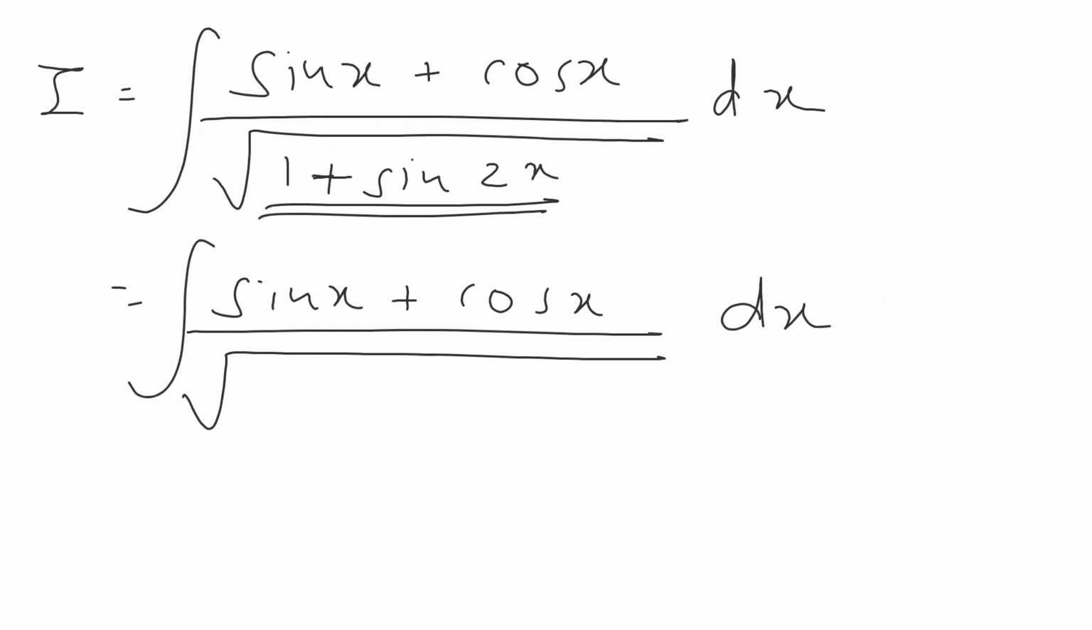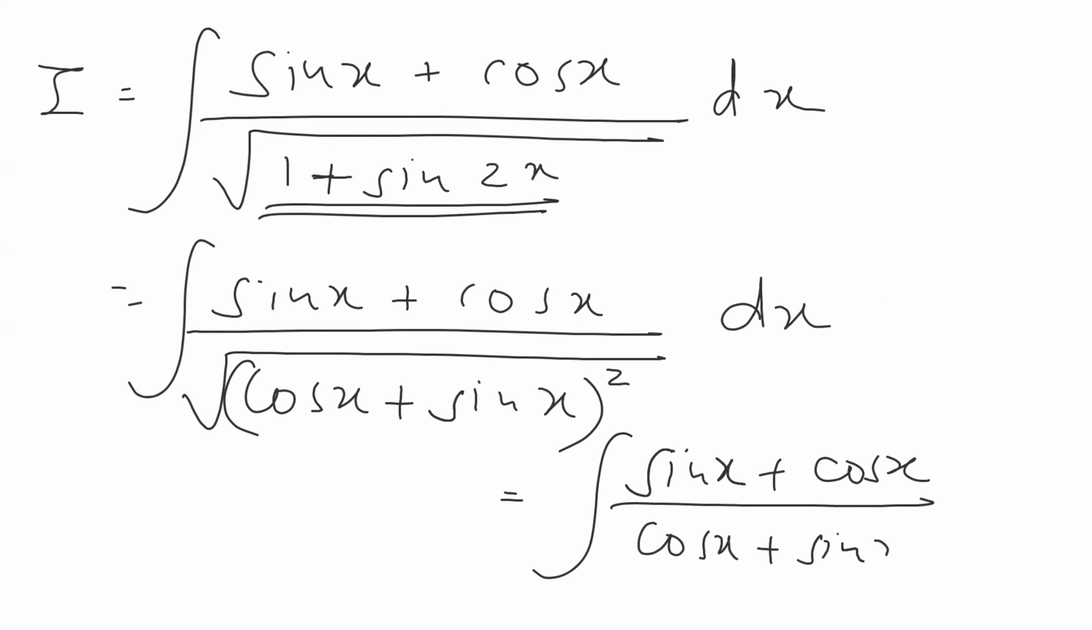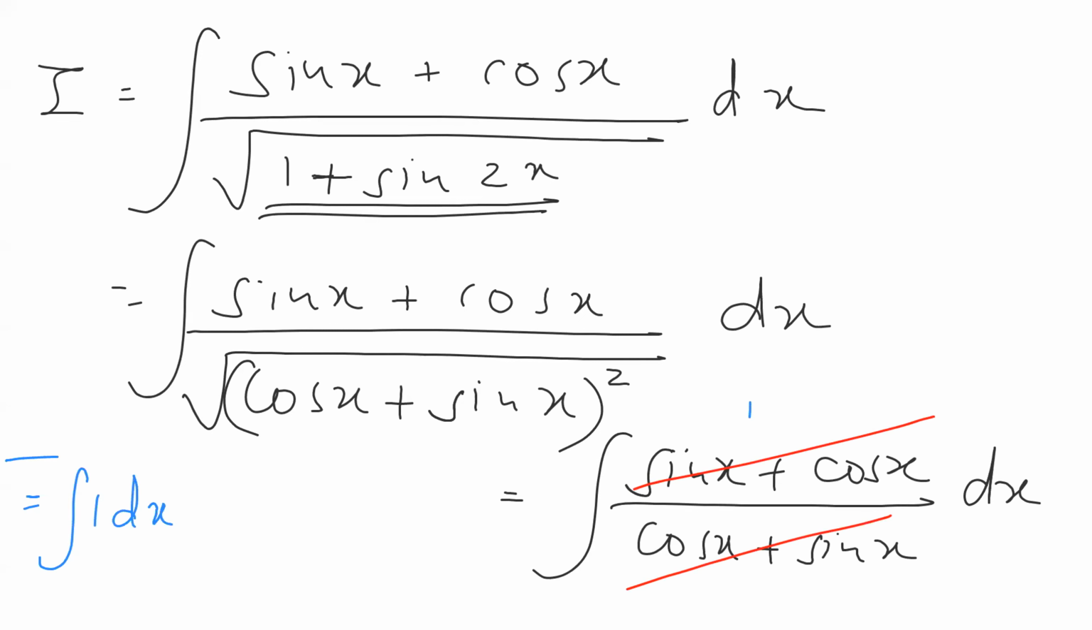Okay, so this is cos x plus sin x the whole square. The square and the root in the denominator will get cancelled. So we are left with sin x plus cos x upon cos x plus sin x, both are like terms and we get 1 over here. And integration of 1 will be nothing but x plus c.